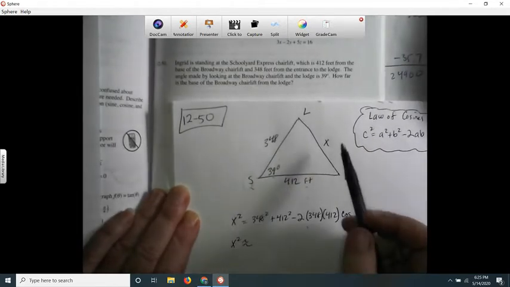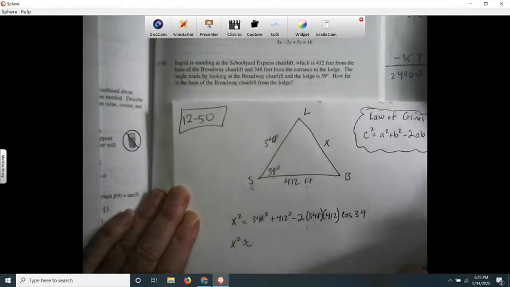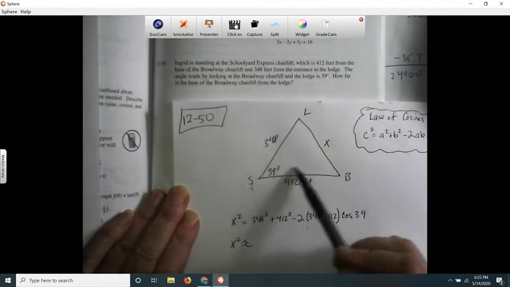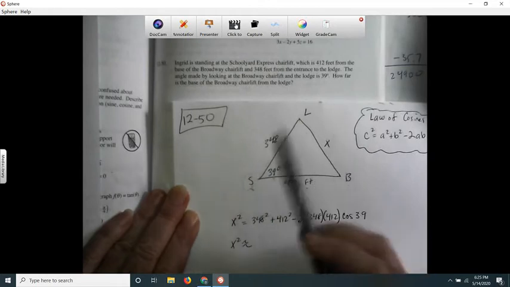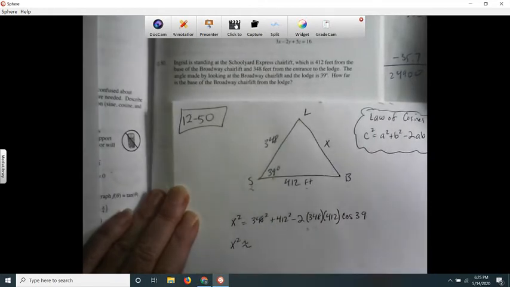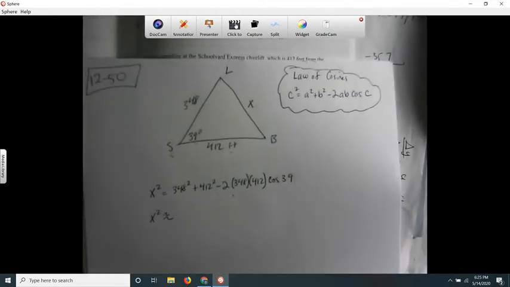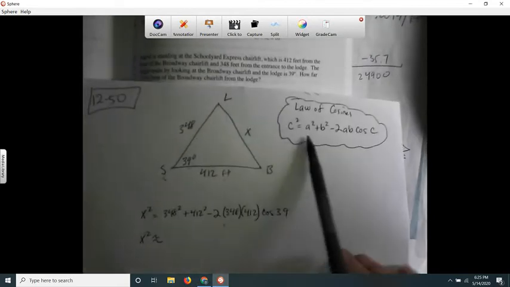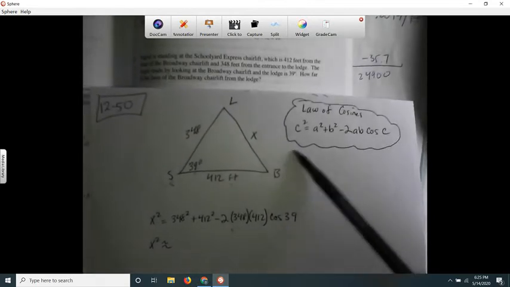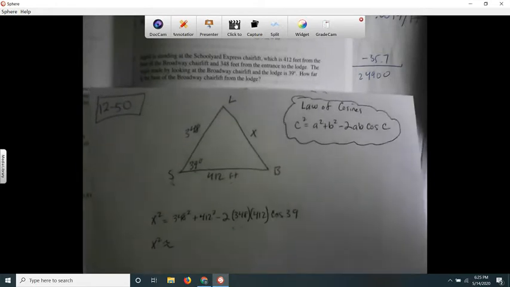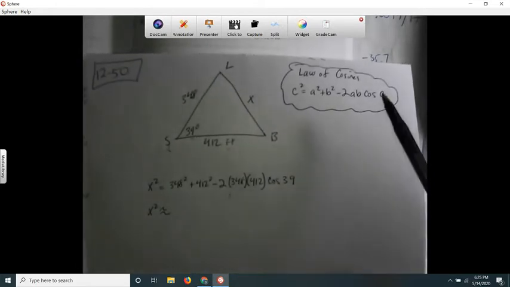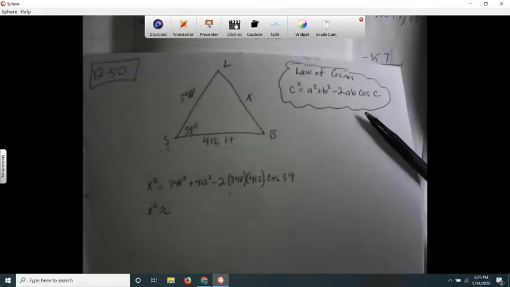I was going to do law of sines because it's a triangle problem, but I don't have enough angle measures to do that. So I knew I had to use law of cosines. You can just Google law of cosines and get this, or you can memorize it, or you can write it on your cheat sheet. This is a formula called law of cosines.